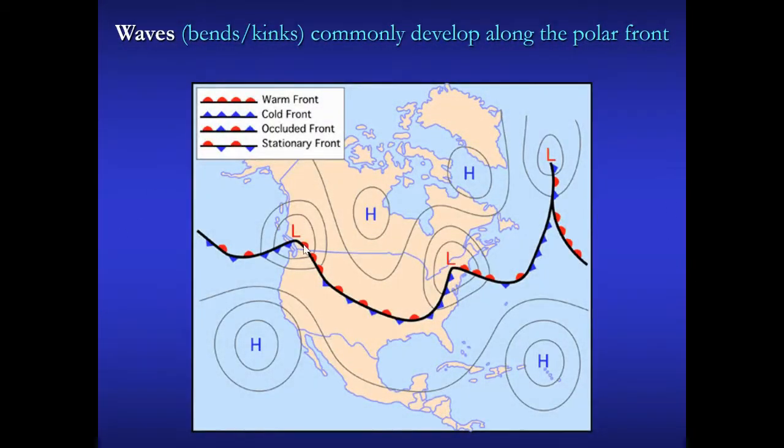Here's a picture of what we would call a wave. And then here's a stationary front some more. There's a little bit of a dip here and then another kink or wave. And it's at these waves that cold air starts to circulate in and push in on the warm air, and the warm air starts to circulate up as well.